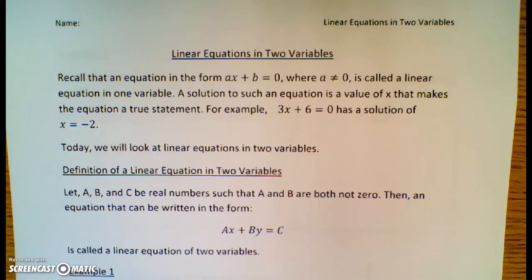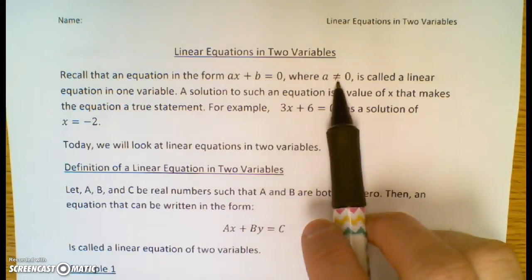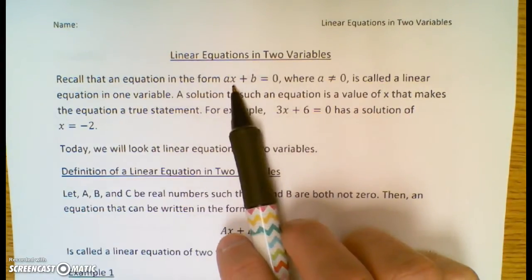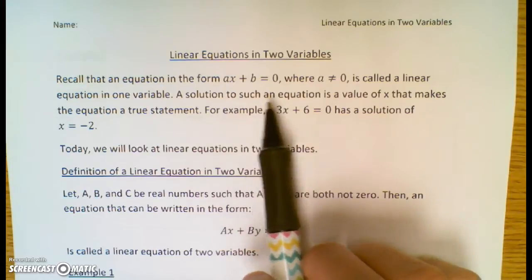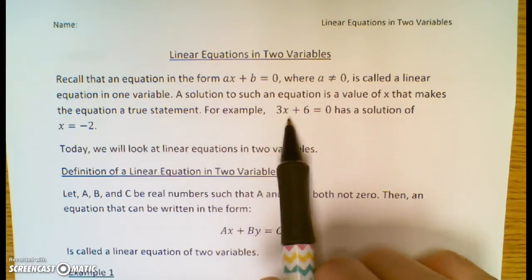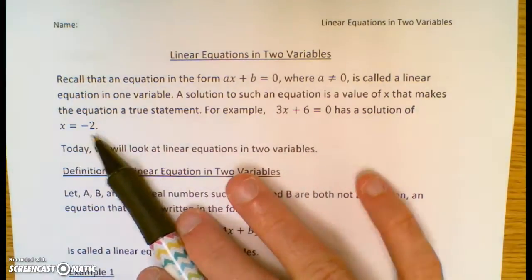Today we're going to work on graphing equations with two variables. So recall that an equation in the form ax plus b equals 0, where a does not equal 0, is called a linear equation in one variable, because it's got the x. A solution to such an equation is a value of x that makes the equation a true statement. For example, 3x plus 6 equals 0 has a solution of x equals -2.